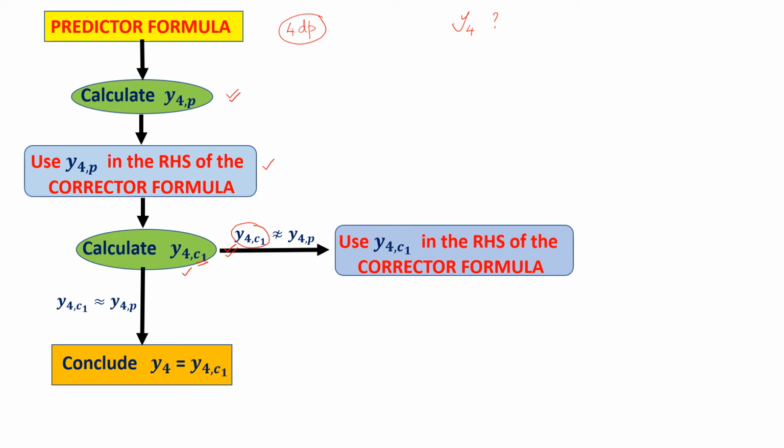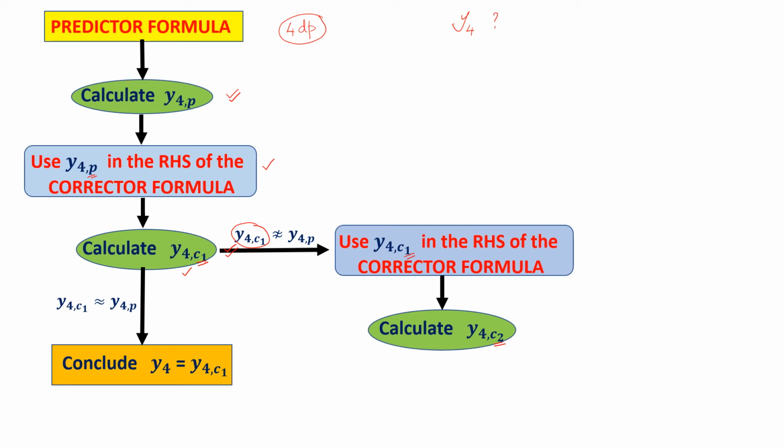But there what did I put? y4p. Now what am I putting? y4c1. That is the new value of y4 that I have found. I am going to substitute it in the right hand side of the corrector formula and then again recalculate. So I will get a new value of y4. What is that new value? It is y4c2.